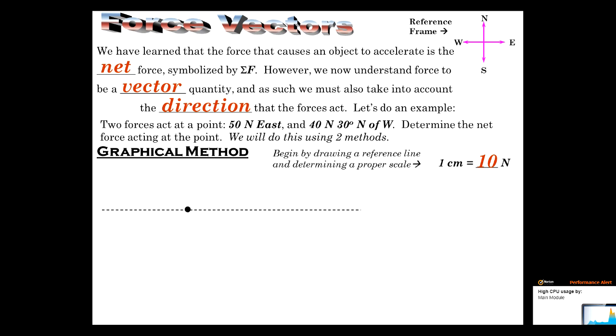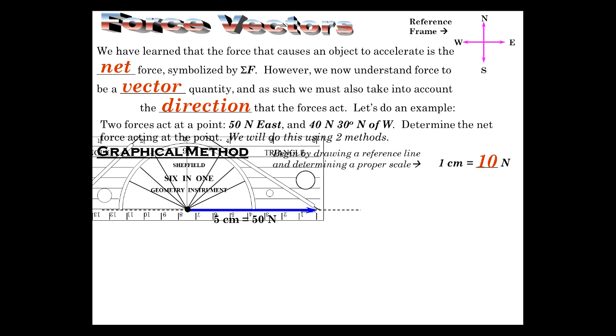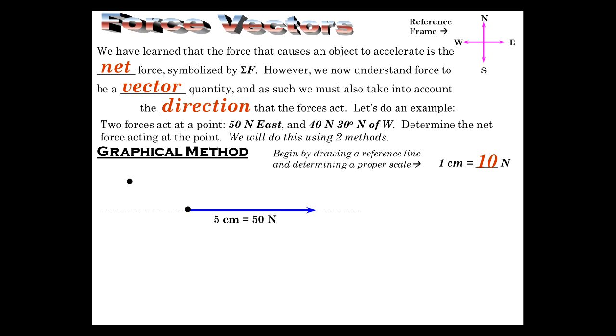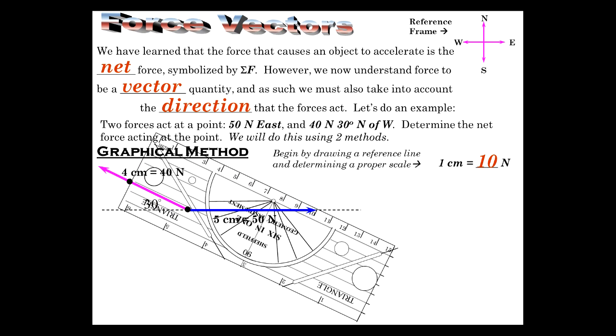So we have a reference line, and we're going to start right there. First of all, putting the 50 newton east vector on there. So we measured this out to be 5 centimeters. And then 30 degrees north of west, we bring in our protractor. So west is this way, 30 degrees north is that way. So right there is the location that the vector passes through, and it's 14 centimeters. So there's the two forces, fully specified.